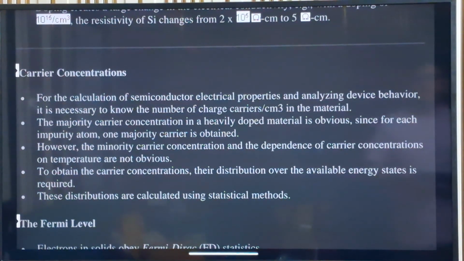Next, we move to carrier concentration. For the calculation of semiconductor electrical properties and analyzing device behavior, it is necessary to know the number of charge carriers per centimeter cube in the material. So basically, we need to know the exact number of charge carriers so that we are able to estimate the amount of current and the resistance or conductivity of the material.